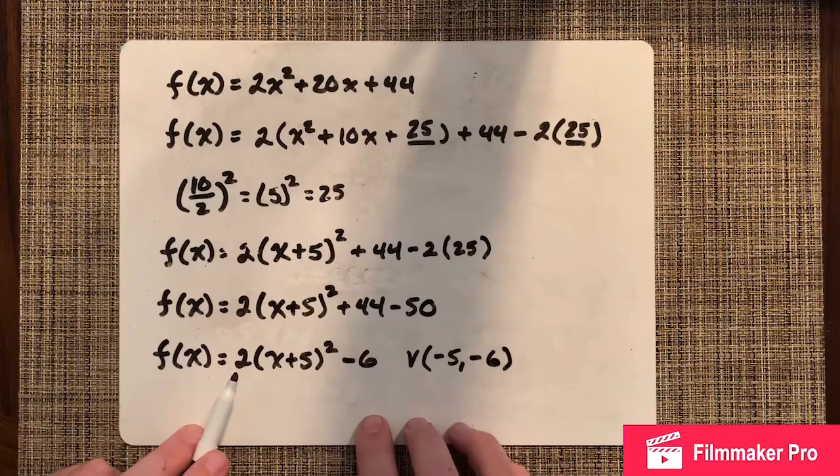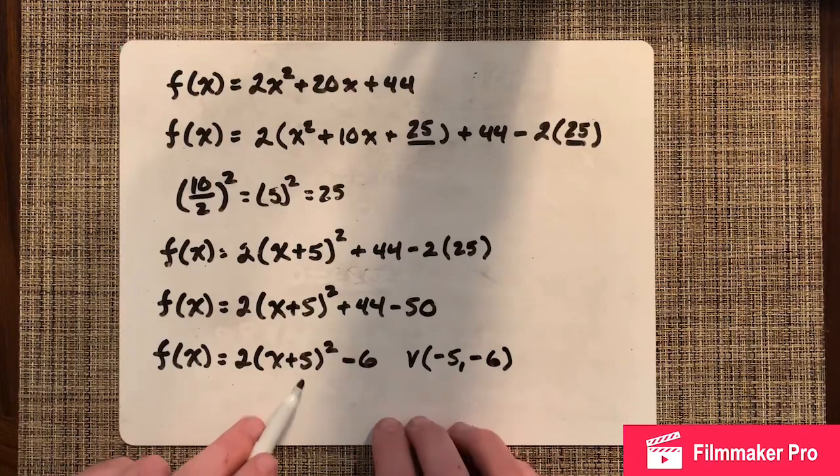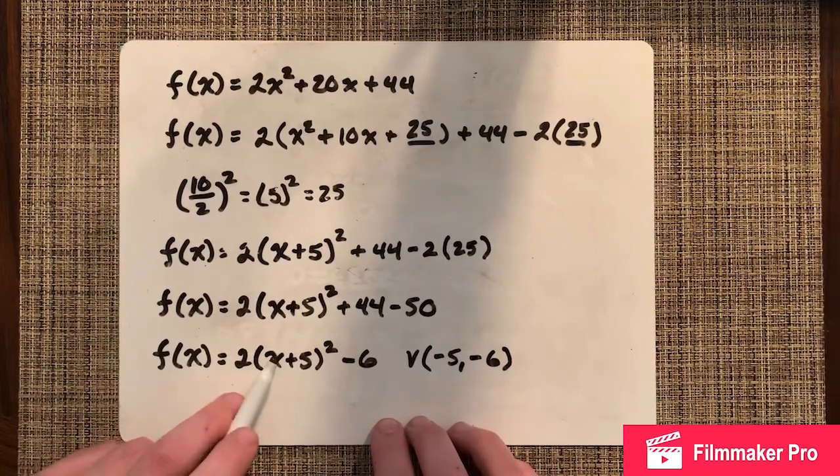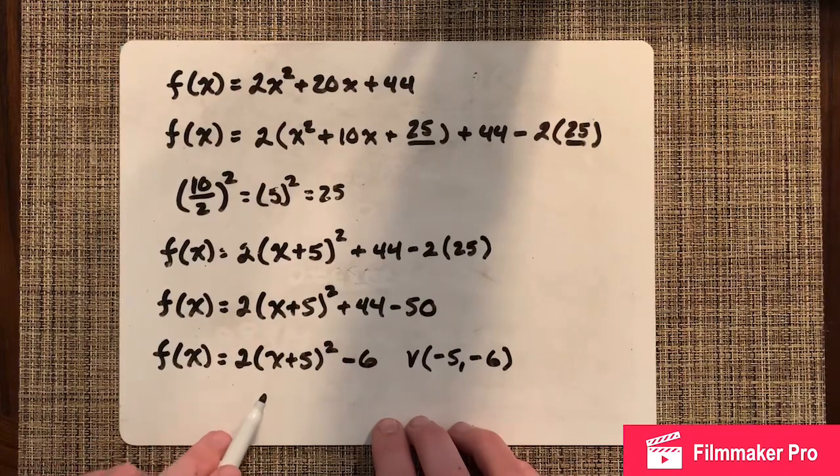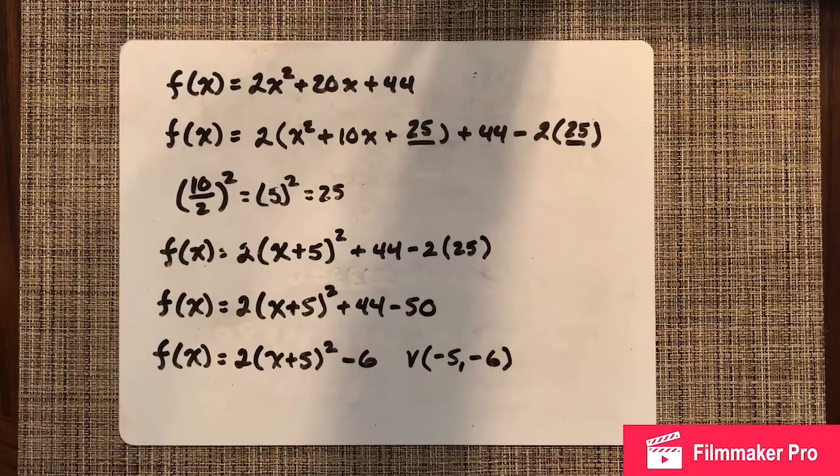That 2 means that instead of going over 1, up 1, you go over 1, up 2 times 1, which is 2. Instead of going over 2, up 4, you go over 2, up 8. And then you can graph it very easily. All right, that's example number 2.